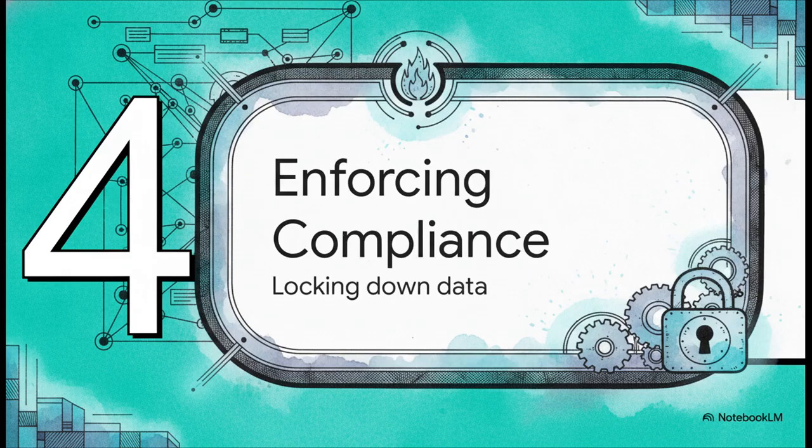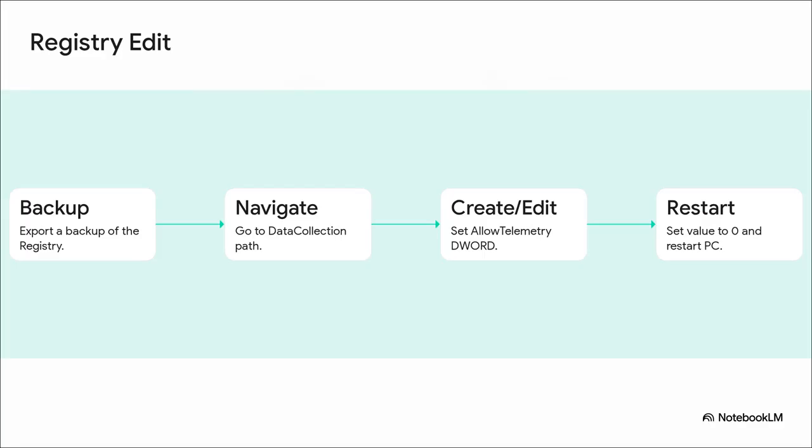All right, Section 4. Enforcing telemetry compliance. Locking down data collection. Once you've audited the data and seen exactly what's leaving your machine, the next logical step is taking control. How do we actually lock this down across an entire enterprise network, securely and permanently? Enforcing this requires a machine-wide registry edit, bypassing those basic graphical settings we talked about to firmly dictate the telemetry policy right at boot time. First and foremost, though, always export a backup of your registry.